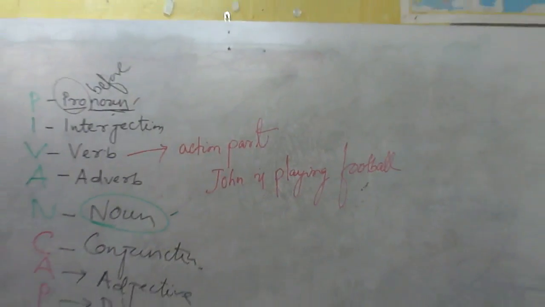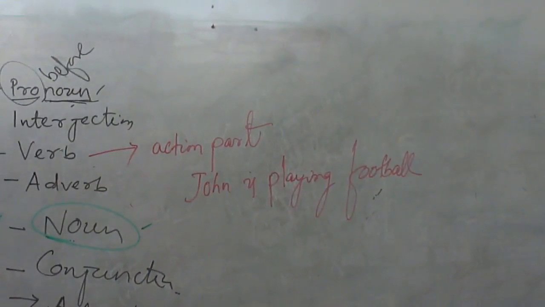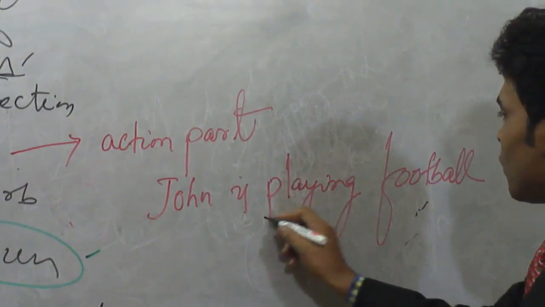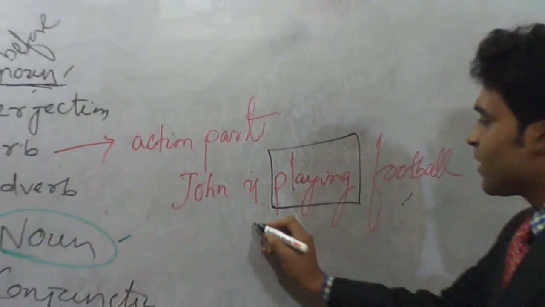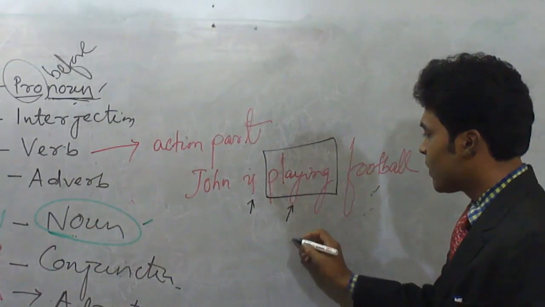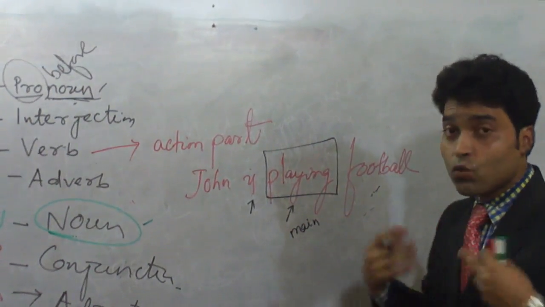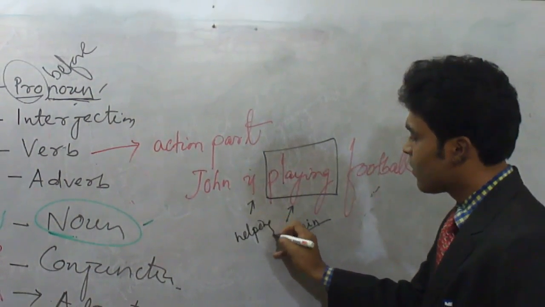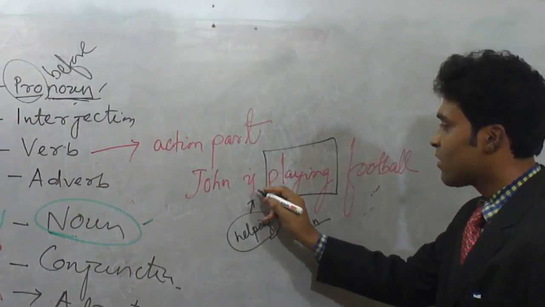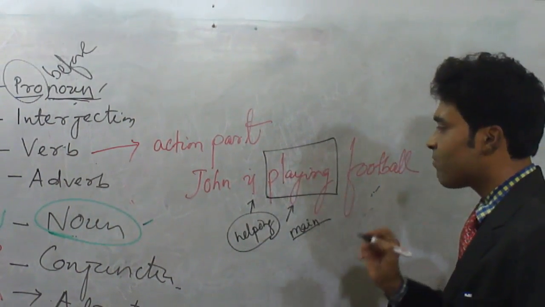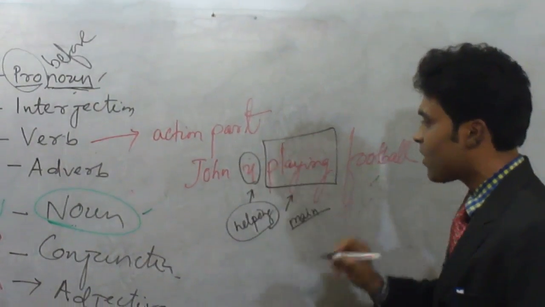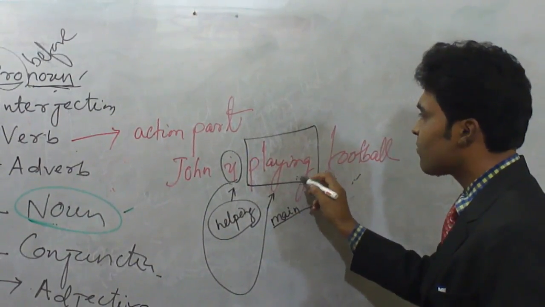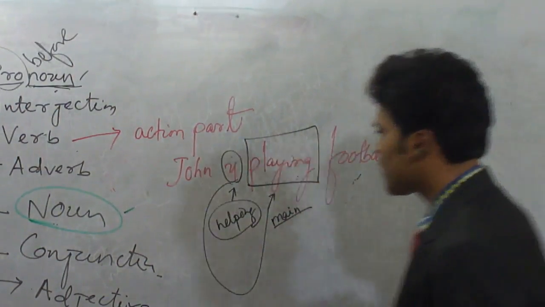In this you will find that playing is doing something. Are you getting my point? This is one verb, and this is also one verb, but this is the main verb. Actually there are two types of verb. One is main verb, another is helping verb. Helping verb means that verb which helps the main verb. Is is a helping verb, which is helping the main verb. That's why playing is known as the main verb. So this is the thing you have to keep in mind.